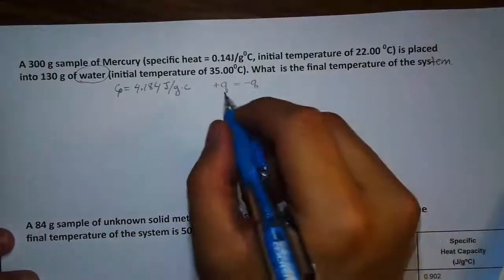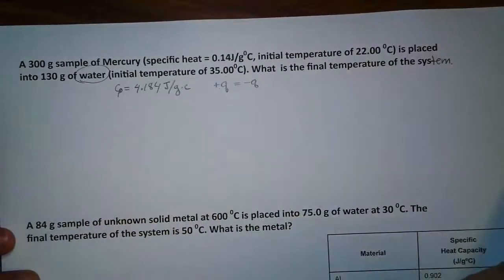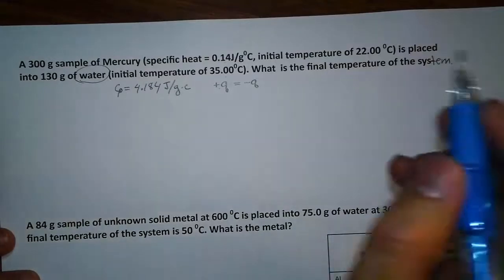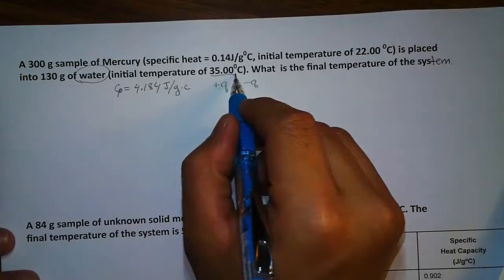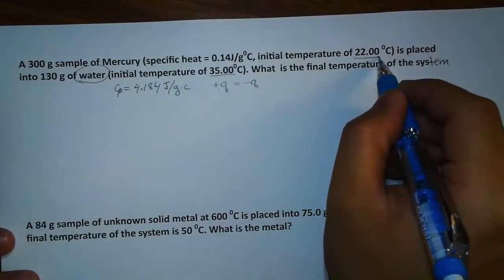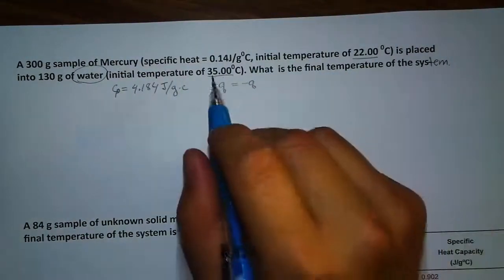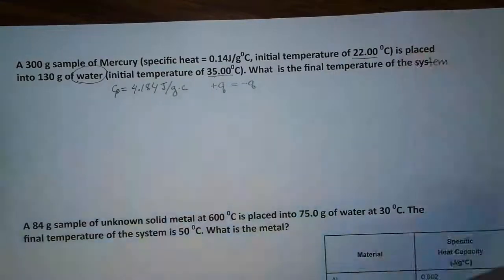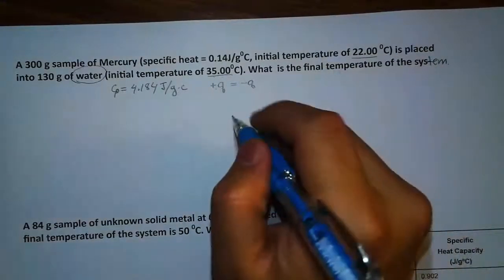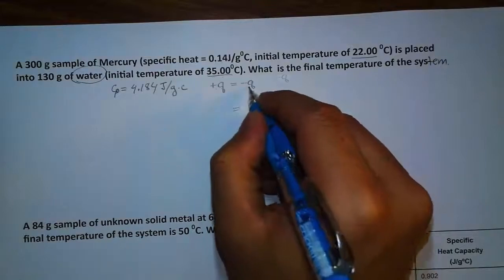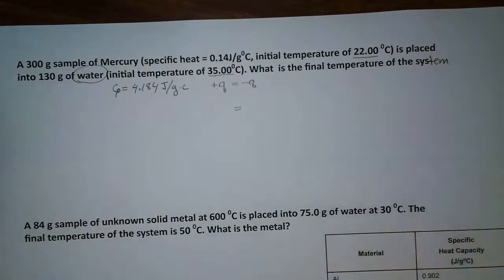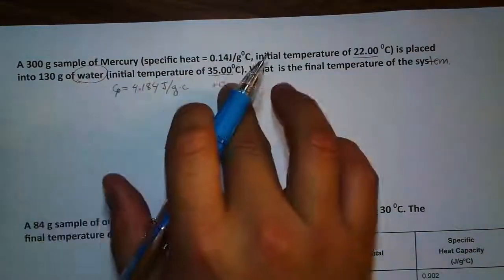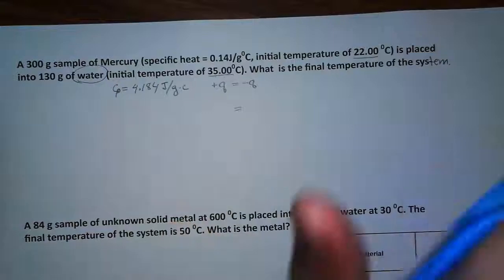Well, in this case, which one is gaining the energy? Well, look at water. Water is 35 degrees Celsius, where mercury is 22 degrees. So in this case, water is going to lose its energy. So we would have water as negative Q, where the mercury would be a positive Q because it's gaining the energy from the water, so the temperature is no longer 22, it's going to be something else.